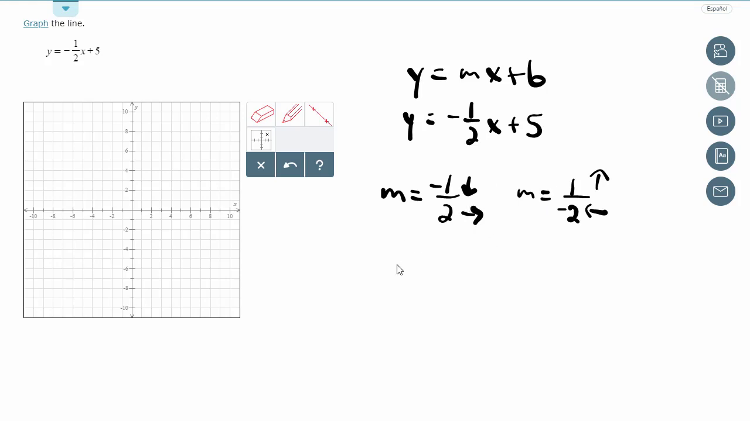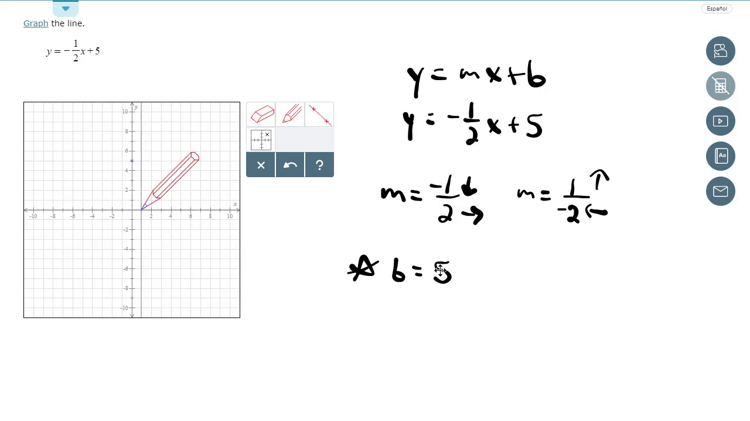And then the other value left to identify is b, which is my y-intercept, and in this case b is represented by the number 5. And we always start with the y-intercept. First thing I'm going to do is plot that point, or go to this number on the y-axis, which is 5, which is right here.